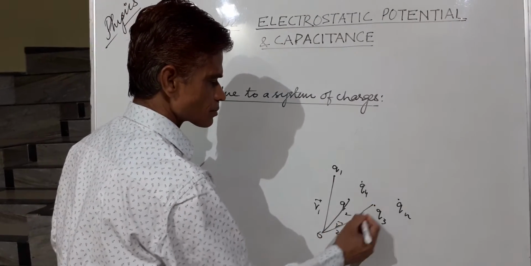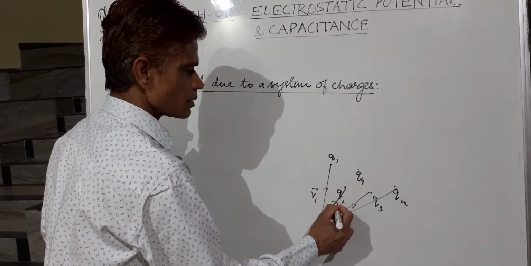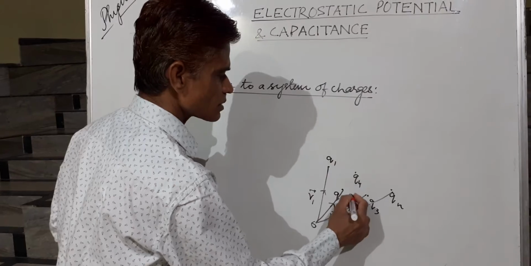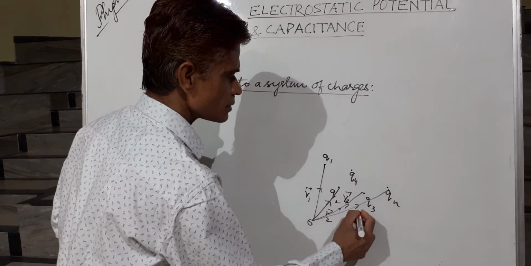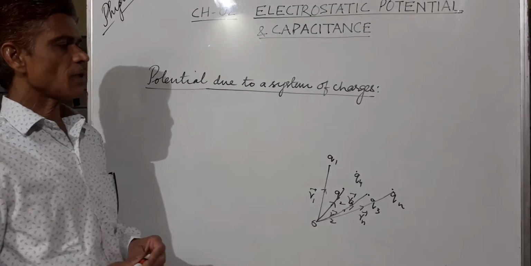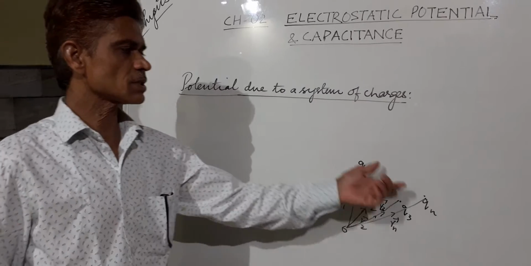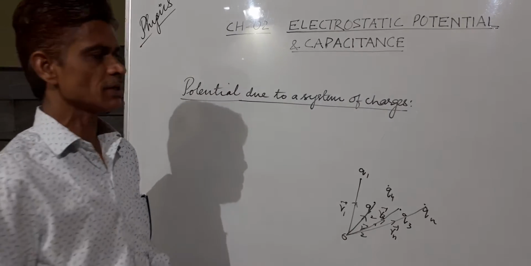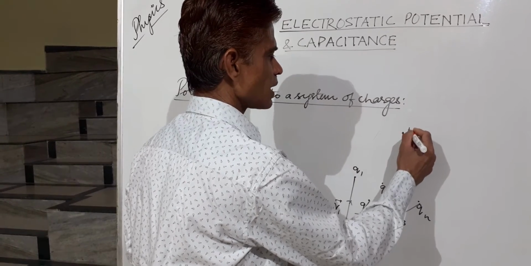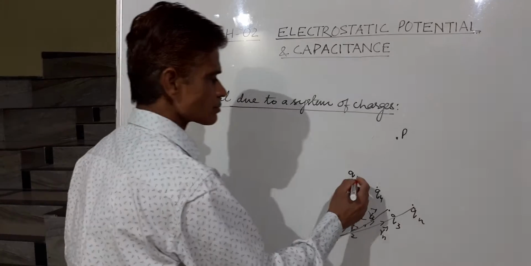Now these are the position vectors of the charges from this reference point O. Now I want to determine the electric potential due to this system of charges at a given point. So suppose P is the point where we want to determine the electric potential due to this system of charges.